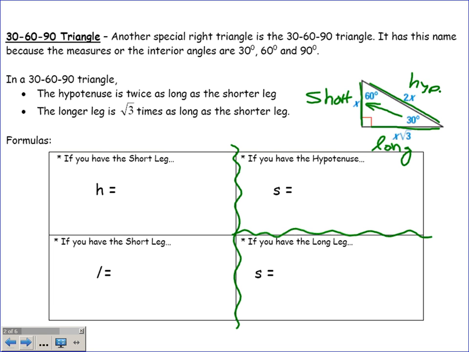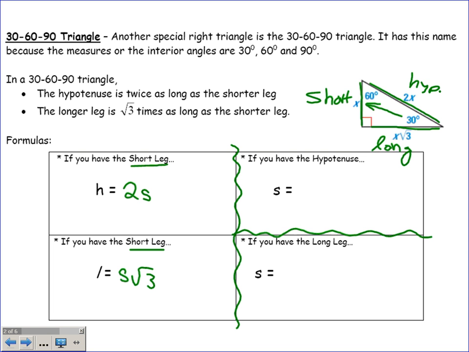I identify the information. From that, if you're given the short leg, it's really easy to figure things out. So if we know this is x, all of a sudden we know the hypotenuse is twice that. If we have the short leg, we'll just say this is 2s, 2 times the short leg. Hypotenuse is really easy to find that way. And the long leg is pretty easy to find. It's just s times the square root of 3.